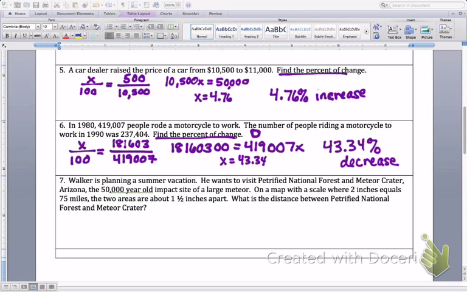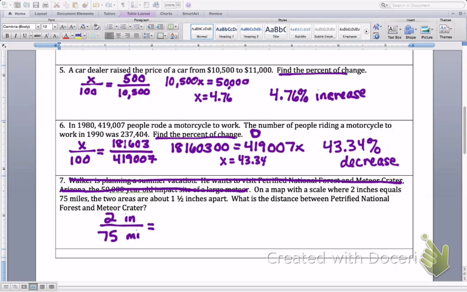All right, Walker's planning a summer vacation. He wants to visit National Forest and Meteor Crater. So that first sentence, we don't really need to know to do this problem. It's just giving us context. On a map with a scale where 2 inches is equal to 75 miles. So there's our first proportion. 2 inches is equal to 75 miles from the map to real life.